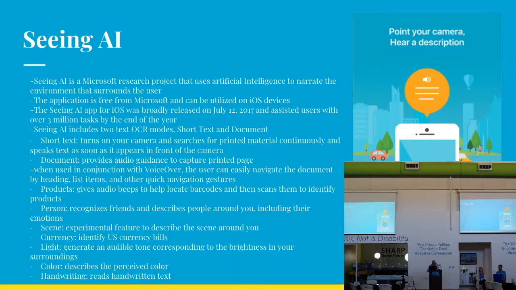The person feature recognizes friends and describes the people around you. It also describes their affect. I find this feature to be hit or miss. I have taken a picture of my wife who's younger than me, and it'll say, 48-year-old woman smiling, even though she's in her 30s.